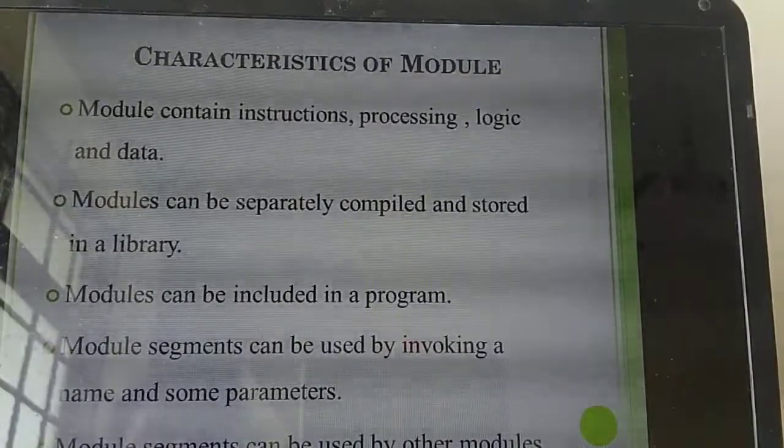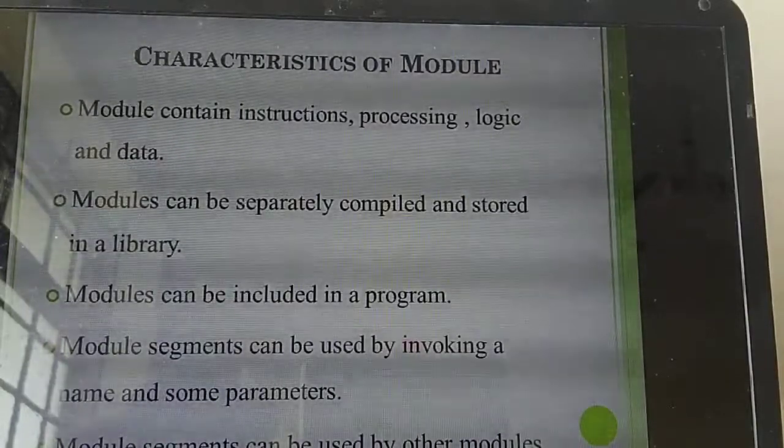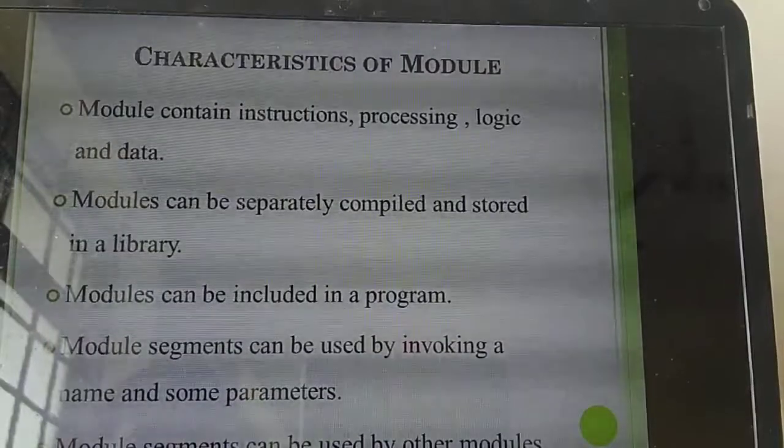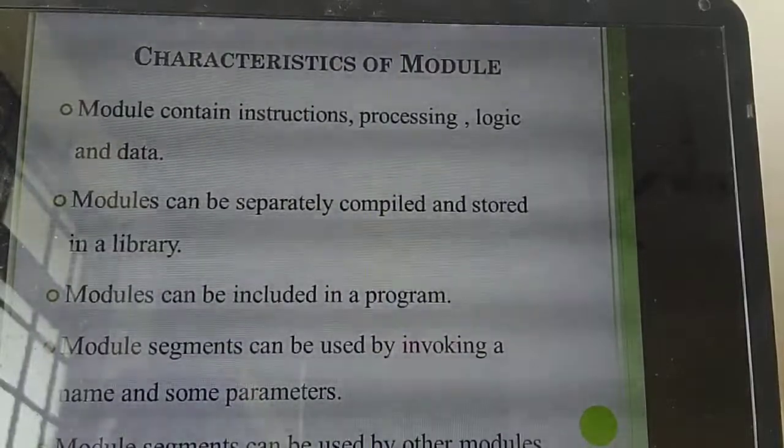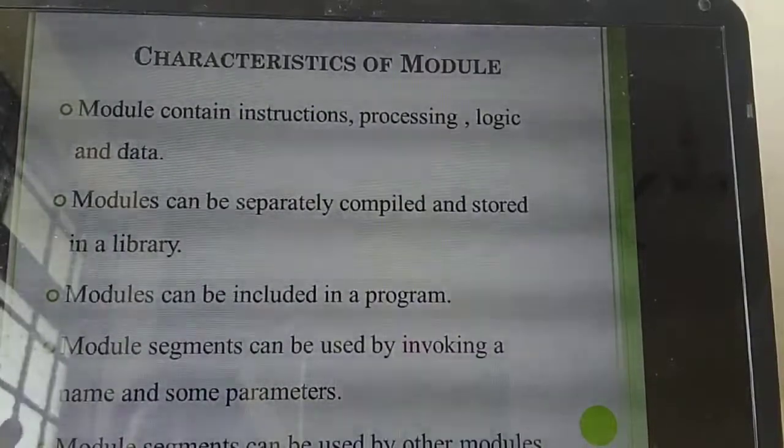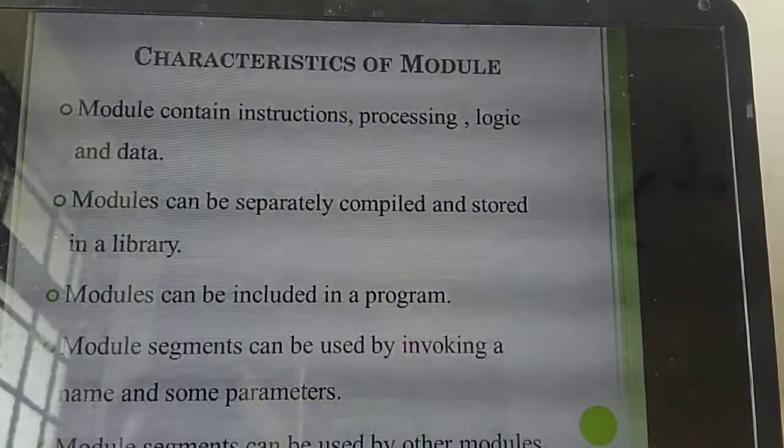Okay, these modules can be included in a program. In a 200 lines program, first module you can include, second module you can include, third module, likewise a lot of modules you can include in a program. That's the third point. Next, module segments can be used by invoking a name and some parameters.